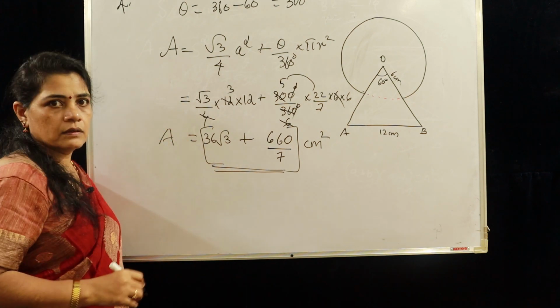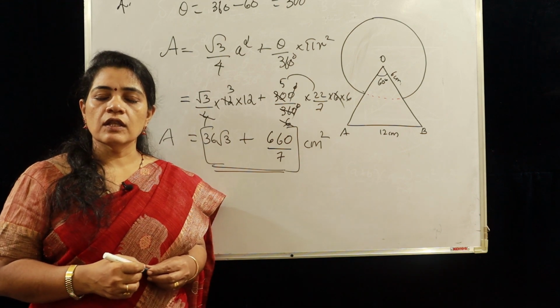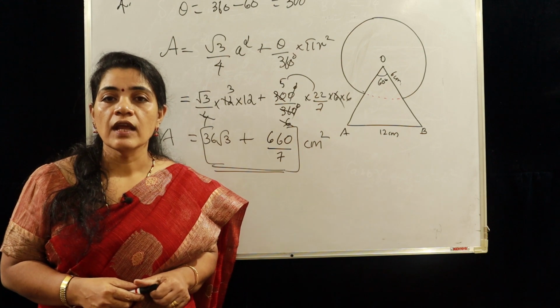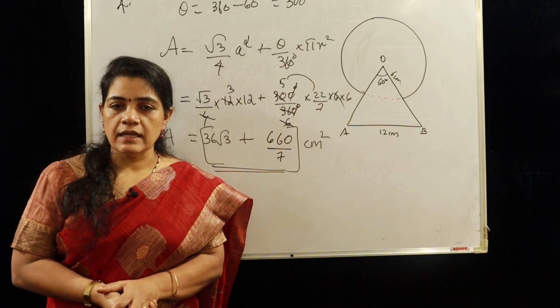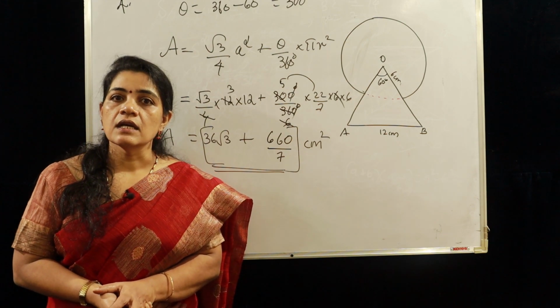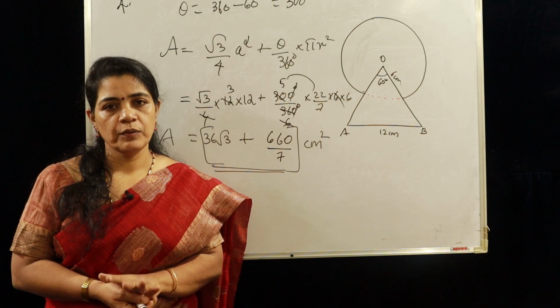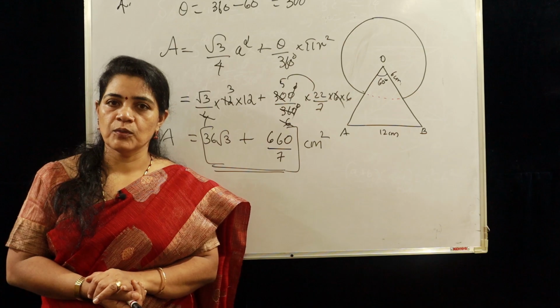Very simple one. This question is also a board exam question. The only problem is the area of the equilateral triangle, root 3 by 4 a square, and how to calculate the angle of the sector theta, that is 360 minus 60. Why? Because it is an equilateral triangle. Hope it is clear. Now we are moving to the fifth problem.